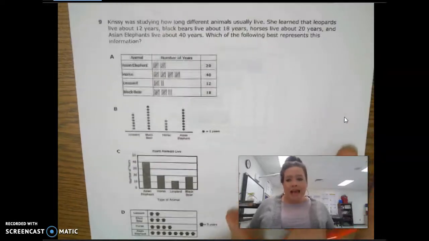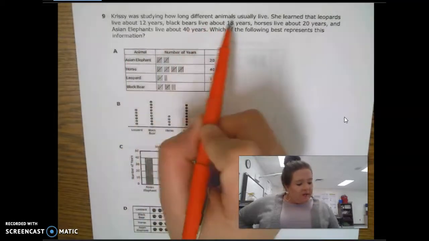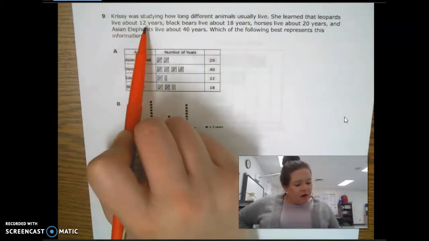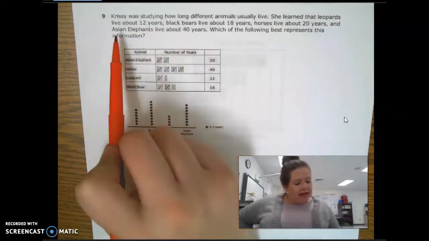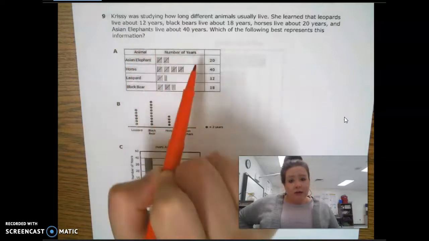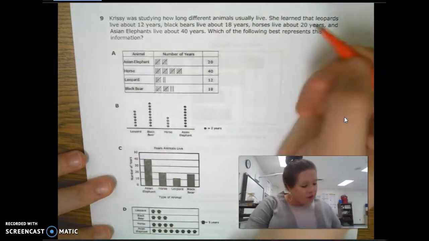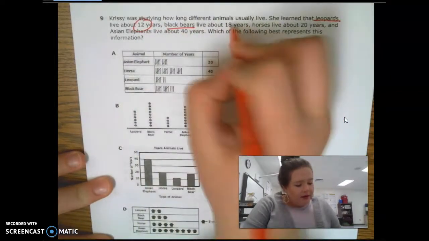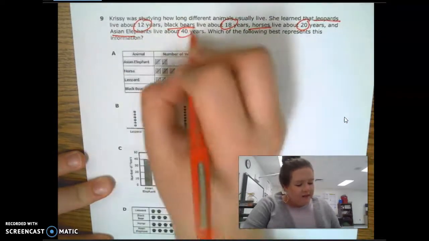Okay, this is a data representation. Chrissy is studying how long different animals usually live. She learned that leopards live about 12 years, black bears live about 18 years, horses live about 20 years, and Asian elephants live about 40 years. Which of the following best represents this information? So you had to know that leopards live 12, black bears live 18, horses live 20, Asian elephants live 40.